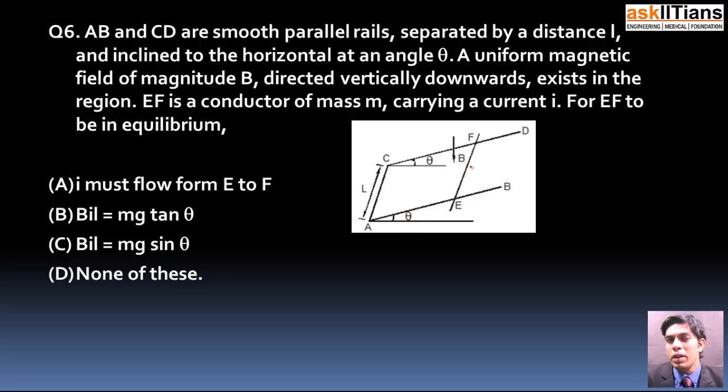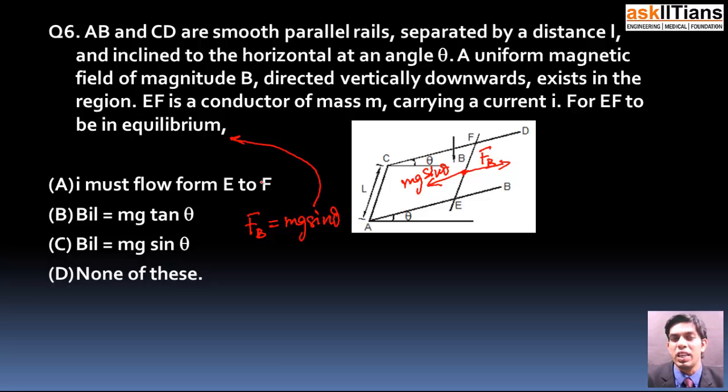So for EF to be in equilibrium, I need to have a force which cancels out this mg sine theta. So I need to have an equal and opposite force in this direction due to the magnetic field present over there interacting with the current, which cancels out my mg sine theta. So this is FB. So the force due to the magnetic field is equal to mg sine theta, because that's what we actually need for EF to be in equilibrium.